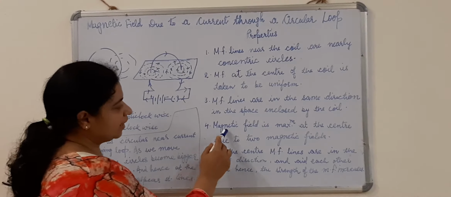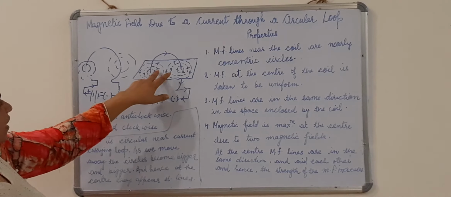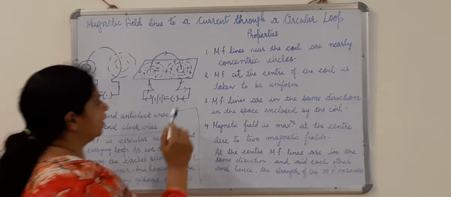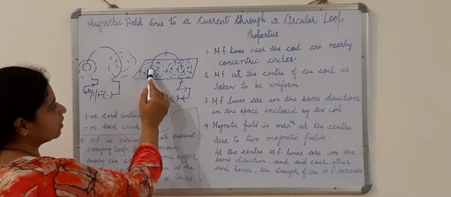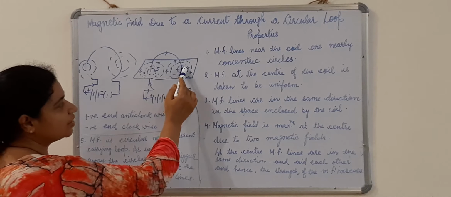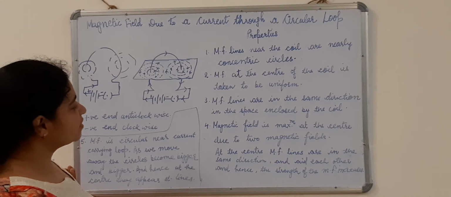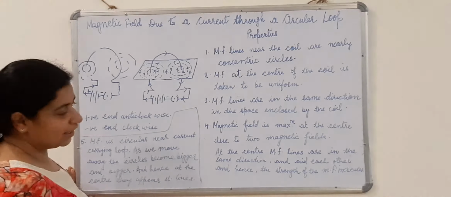Fourth point, magnetic field is maximum at the center. Why is it maximum at the center? Due to two magnetic fields. Why are there two? How are there two magnetic fields? One magnetic field is because of this part of the coil and the other is because of this part of the coil. So that is why magnetic field is maximum at the center due to two magnetic fields.